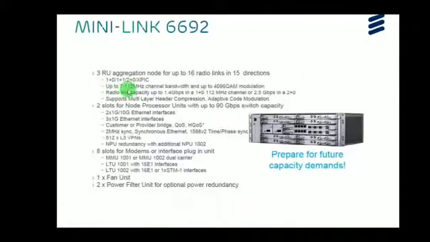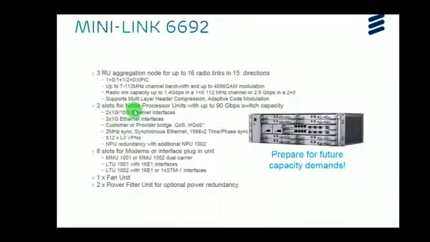It supports 7 to 112 MHz channel bandwidth and up to 4096 quadrature amplitude modulation. It provides radio link capacity up to 1.4 Gbps in 1 plus 0 configuration with 112 MHz channel bandwidth, or 2.5 Gbps in a 2 plus 0 configuration. It also supports multi-layer header compression and adaptive code modulation.